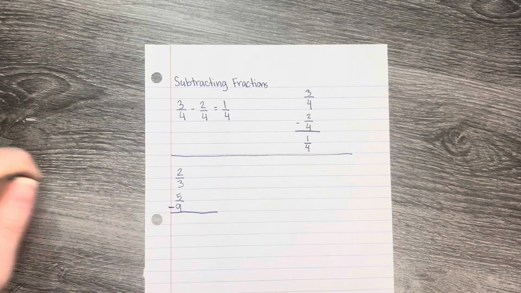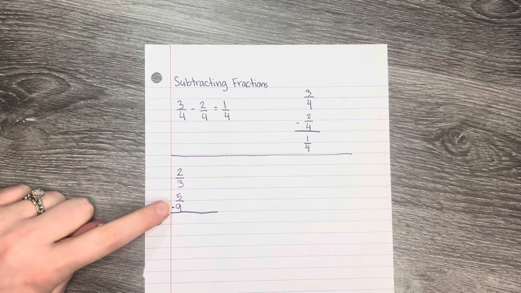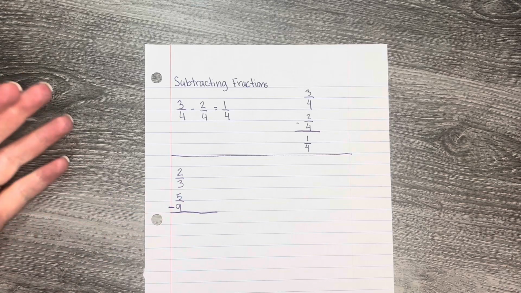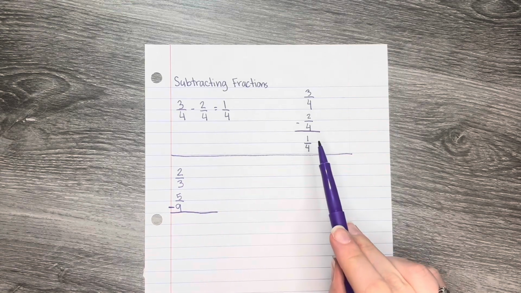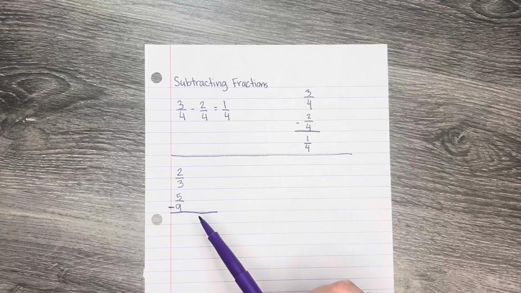For our next example, we're going to use 2/3 minus 5/9. Notice that I wrote this vertically. That is my preference. You can solve a problem horizontally or vertically just the same. I just prefer to stack them on top of each other.